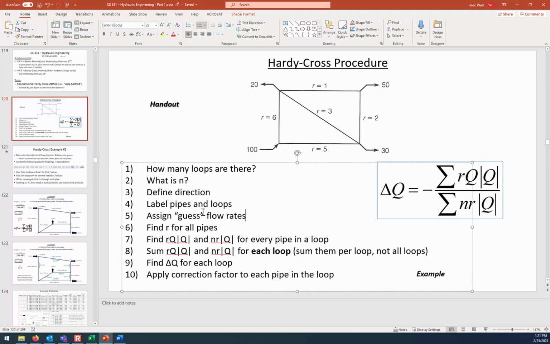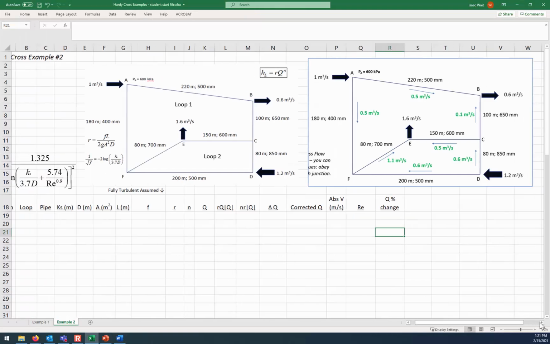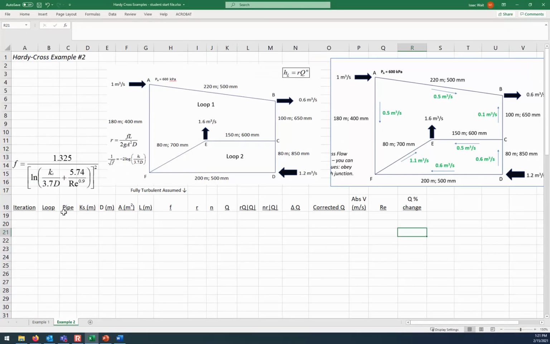Okay. Now assign the guess flow rates you've already seen. Assign R values for each pipe. All right, that's where we'll start getting into the spreadsheet here. So in iteration 1, let's put this on here. So iteration 1. Okay, now I'm going to start typing in the data for loop 1.